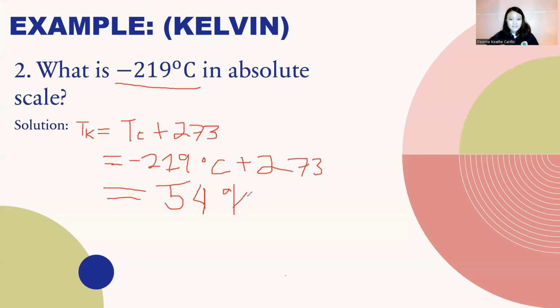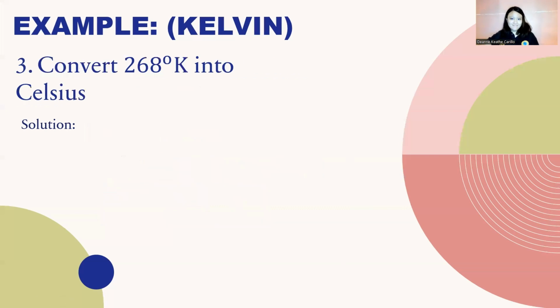degrees Kelvin. Since we converted it from Celsius, it will become Kelvin. Temperature Kelvin. Degree Kelvin. The next example, and last example for Kelvin. This one. This is what I'm saying earlier.